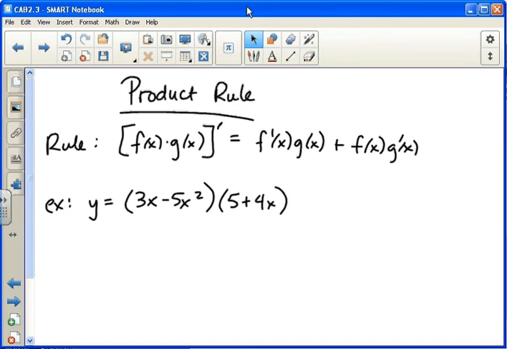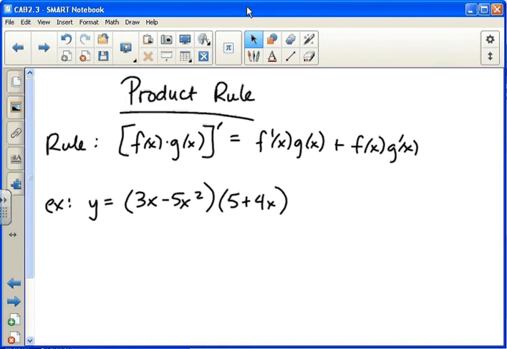So if you call the first function f and the second function g, then the rule is f prime times g plus f times g prime. In other words, you take the derivative of the first piece, multiply by the second piece, plus the first piece times the derivative of the second piece. I promise as you see a couple examples, you'll see this isn't that complex. It takes a little bit of time, but it's not very complicated.